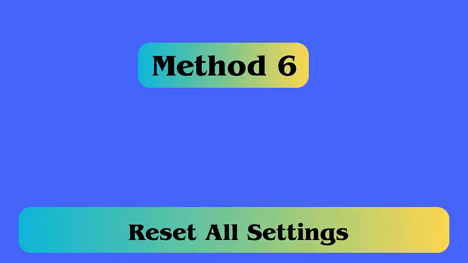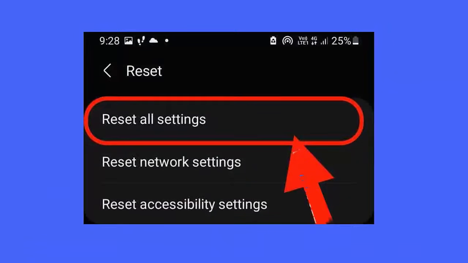Method 6. Reset all settings. Follow the steps. First, open Settings and click on General Management. Now, click on the Reset option. Next, click on Reset all settings. After this, confirm the option and then restart your phone.